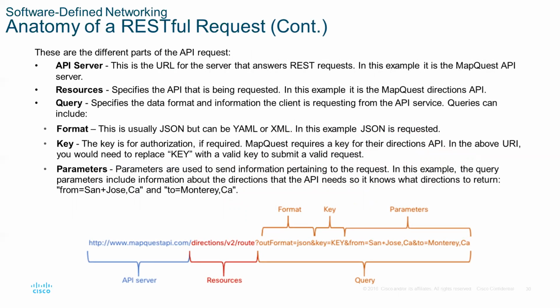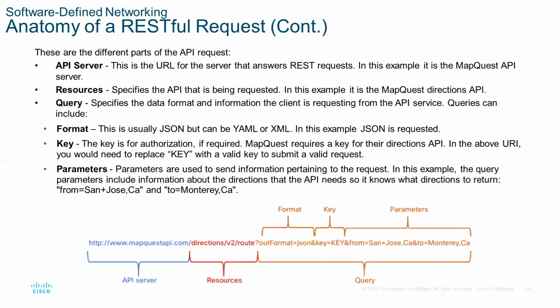So what does this mean? Well, the server is our URL that we want to access. The resource is what we want to gain information from. The format indicates the dataset format that we want to use, whether it's JSON, YAML, XML.